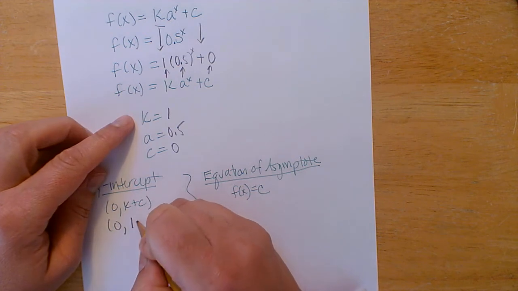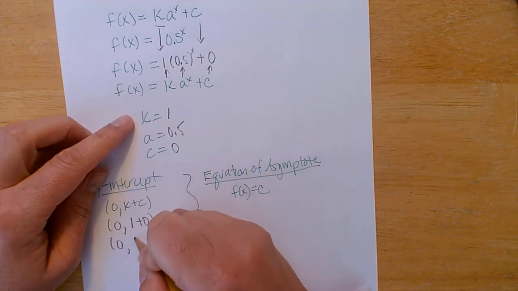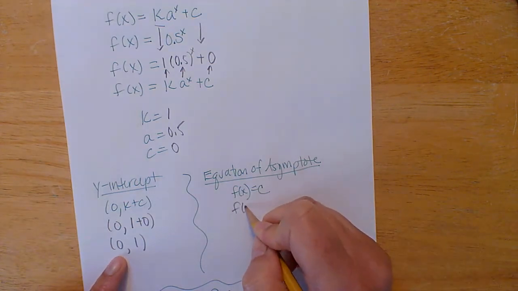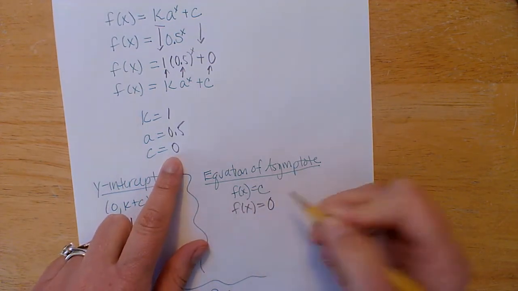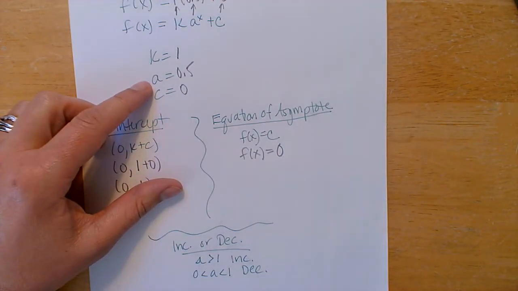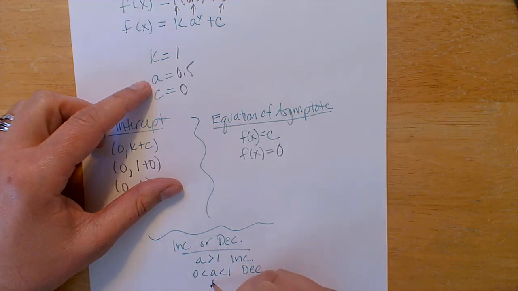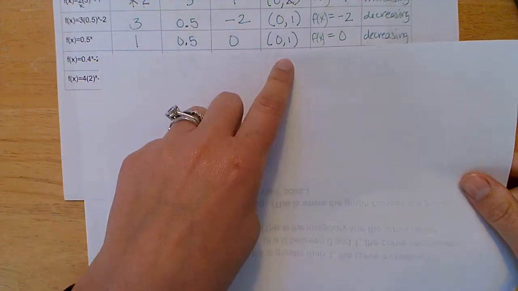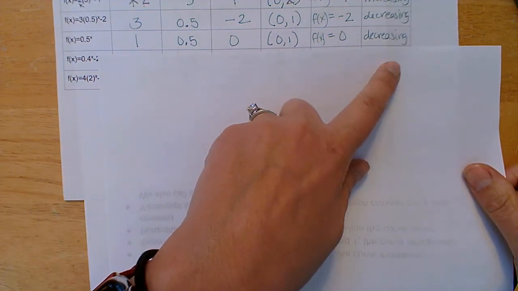Let's find our y-intercept, 0. Then we have k, which is 1 plus 0. Please do not forget to add. Our y-intercept is 0, 1. Equation of our asymptote, f of x equals c, which is 0. Let's find if it's increasing or decreasing. Looking at our a, it's 0.5. 0.5 is in between 0 and 1. We know it's definitely not greater than 1. So it decreases. Let's go to our table to make sure everything is filled out. 1, 0.5, 0, 0, 1. F of x equals 0, and it is decreasing. Beautiful. Okay, let's go.